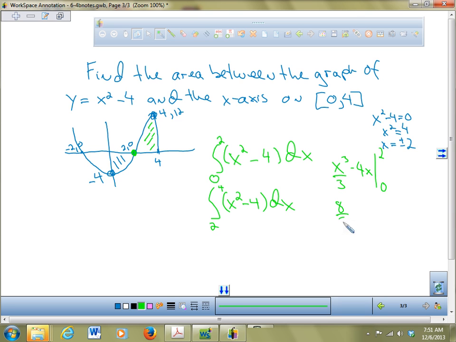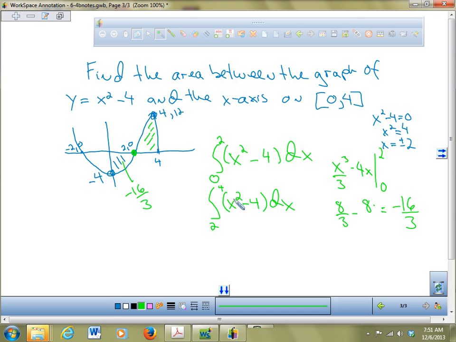8/3 minus 16. Yes? 8/3 minus 6. Did I do that right? No, minus 8. Sorry. Minus 8, which gives you 8/3 minus 24/3, which is how many thirds? Negative 16/3. So this quantity, this area right here, is negative, well, it's not really the area, but the value of that integral is negative 16/3.